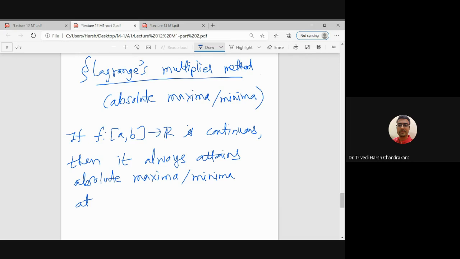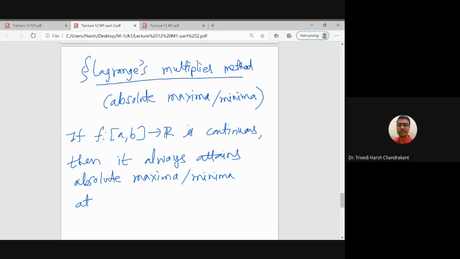So what are the possibilities of maximum and minima for a continuous function on a closed interval? Either they can be extreme points, or somewhere in between.